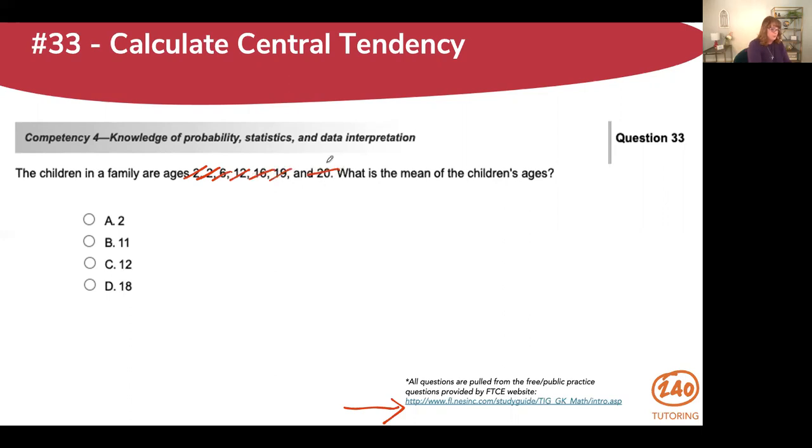1, 2, 3, 4, 5, 6, 7. If you need your calculator to do that, I hope not. But 77 divided by 7 is 11. So B is your answer choice. This should go really quickly, especially with a calculator. So these are gimme questions. Once you know how to find mean, it should go really, really fast.